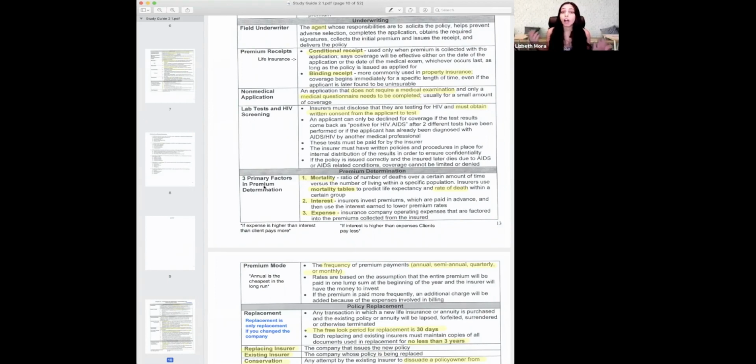But let's say it was the opposite: expense is high and interest is low, meaning they're spending more than they're making. If you're spending more than you're making, most companies say, we need to make more money. And how do you think they're going to make more money? They're going to charge their clients more. If you look down here, there's asterisks. It says if expense is higher than interest, then the client is going to pay more. But if interest is higher than expense, then the client pays less, right?